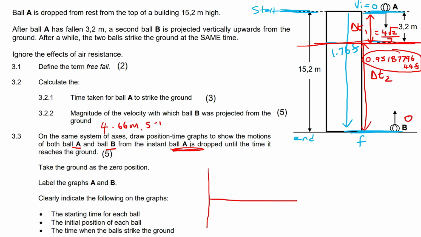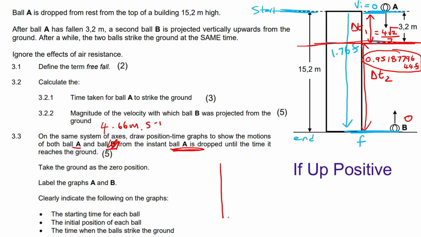Ball B only gets dropped a few split seconds later, until the time that it reaches the ground. So let's just ignore ball B for now and just do ball A. It says take the ground as the zero position. When they say that, we can do our graph like that, because this is the ground and you're not going to go under the ground. Unless you're a mole. That was stupid. So let's go.